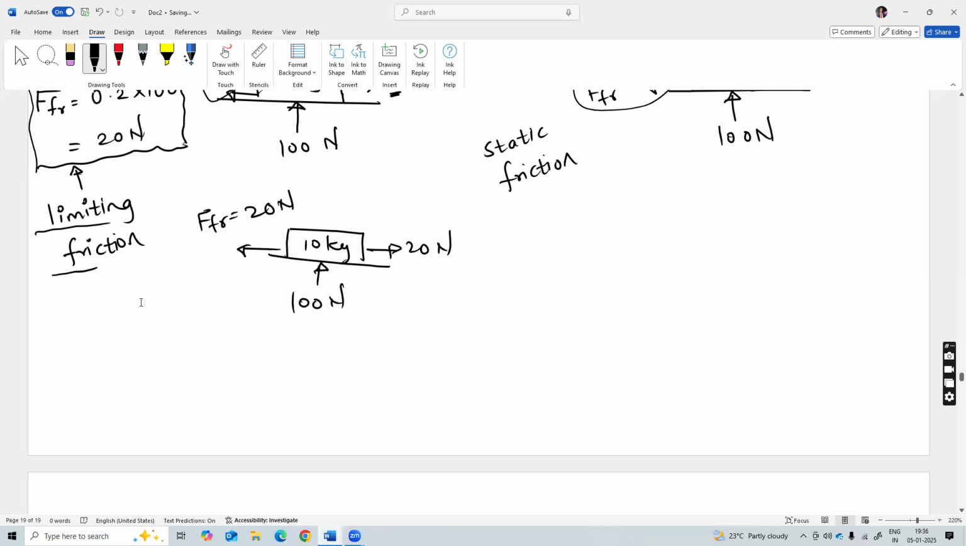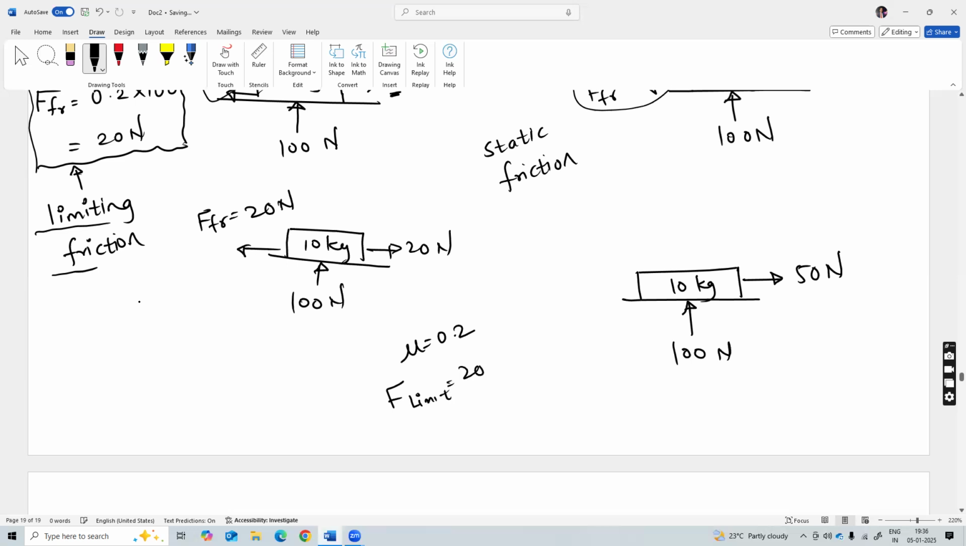However, let's say now you have applied a force of 50 Newton, and let's say this mass was 10 kg. Since the coefficient of friction mu is 0.2, F limiting is basically 20 Newton, you know that.